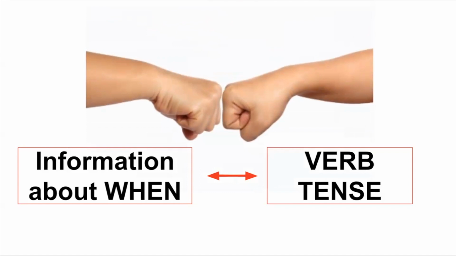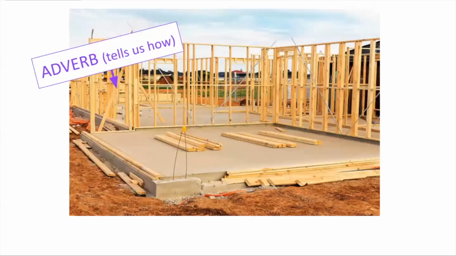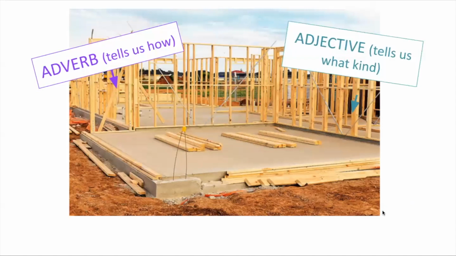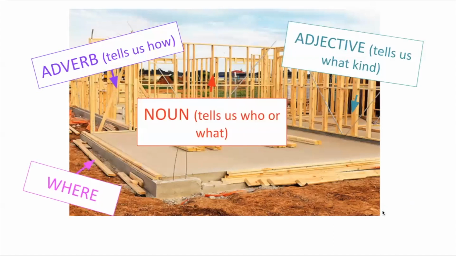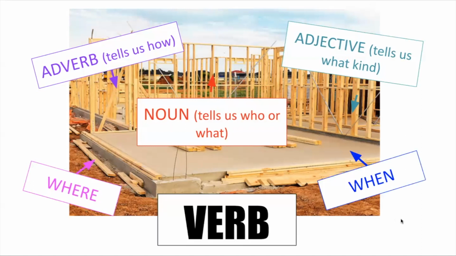So to review, information about when and your verb tense always have to agree. And when you are building a sentence, you often need to add information about how or what kind or who or what or where or when, but the verb is always going to be the foundation.